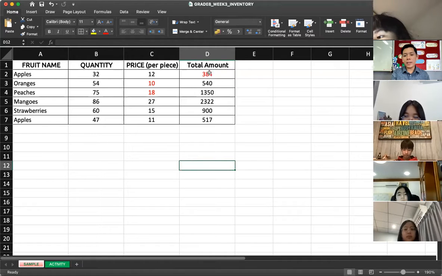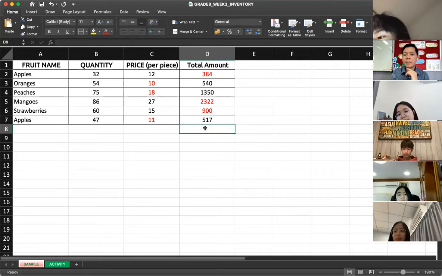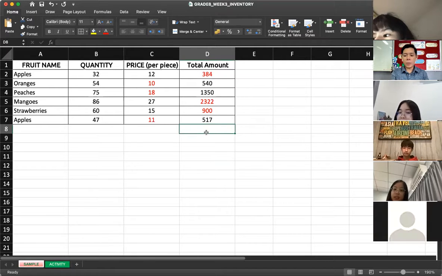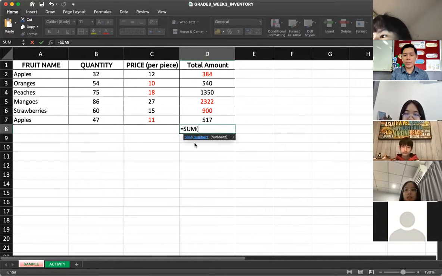How about if you want to get the total of all these amounts? How would you do that? If you want to get the total amount of all the fruits, how would you do that? How would you add all of them? Are you going to use the equal sum function? Yes or no? Okay, yes. So equal sum. And then what would you do next? If you want to add everything.